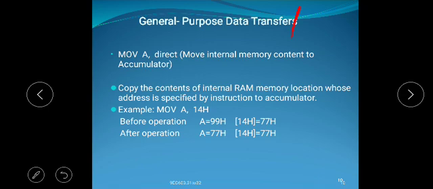After the operation A is equal to 77H. The memory location is 14H only, and the content is 77H. Before the operation A is loaded with the value 99H.